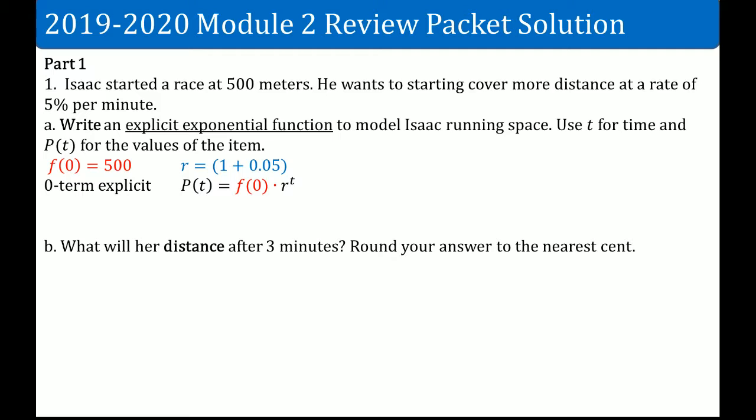This is my equation for the zero term explicit for the exponential function, f of 0 times r to the power t. Plug into the values, I get 500 times 1.05 to the power t.